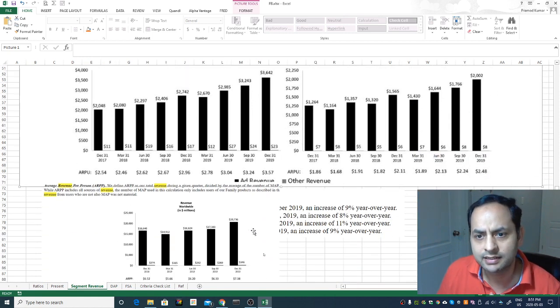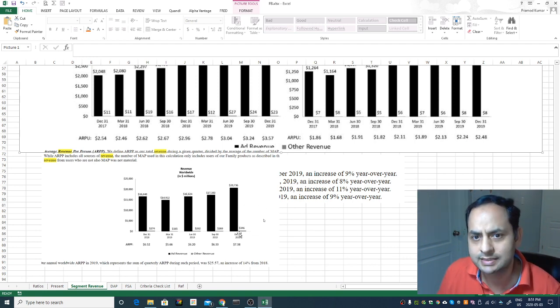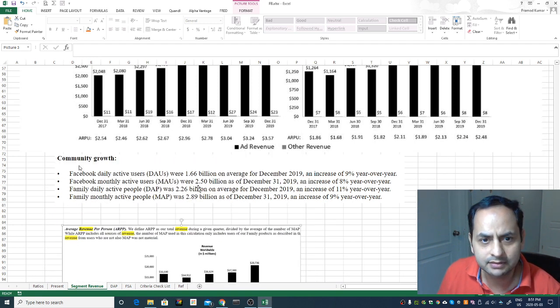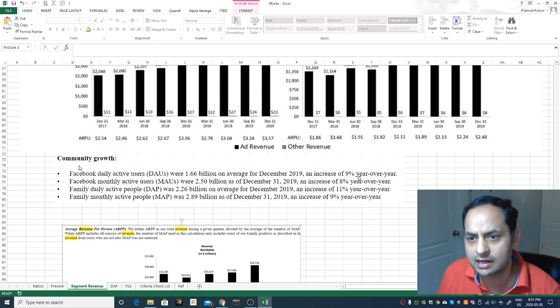And again, they have huge cash flow they are investing, and it's not only that, their user community base is also growing. Look at this, from their SEC document. Facebook daily active users are 1.66 billion on average, increasing 9% every year. Monthly active users are 2.5 billion as of December 2019, up 8% year over year. Daily active people are 2.26 billion, increasing 11%. So it's a huge market.